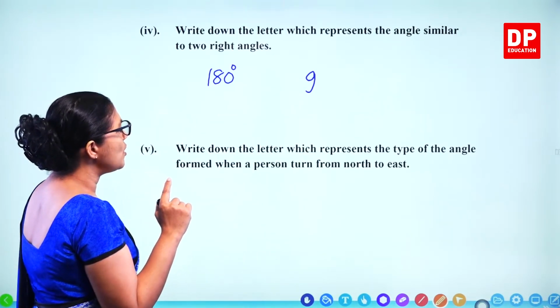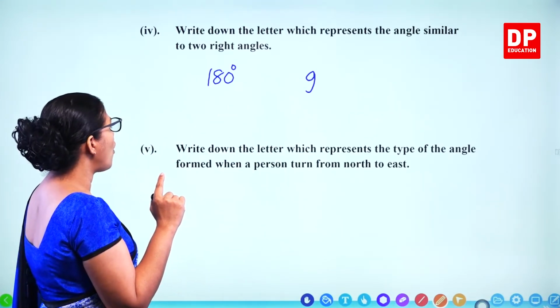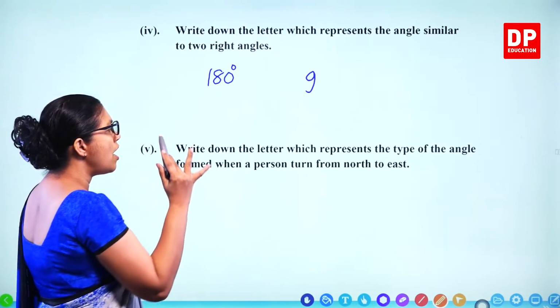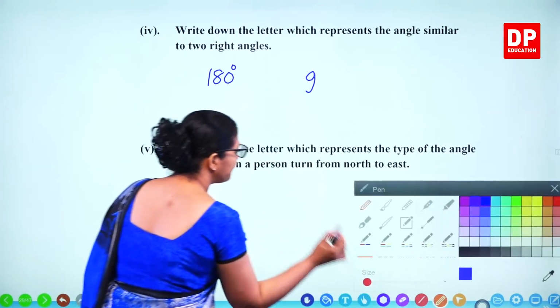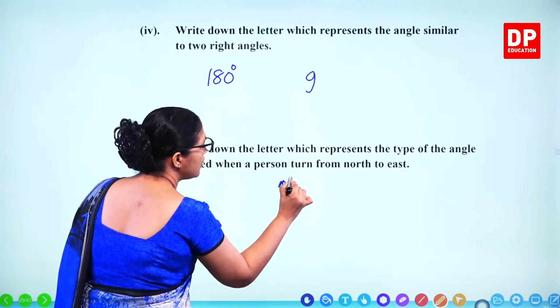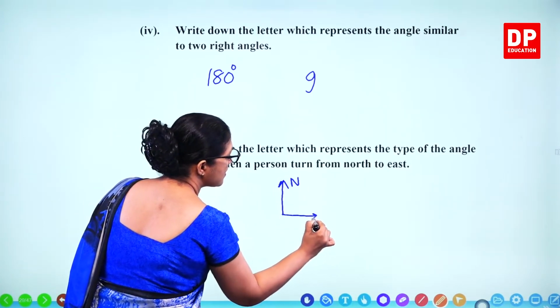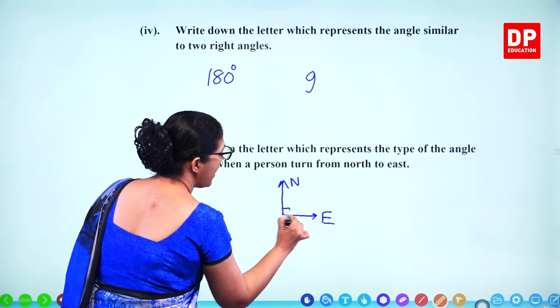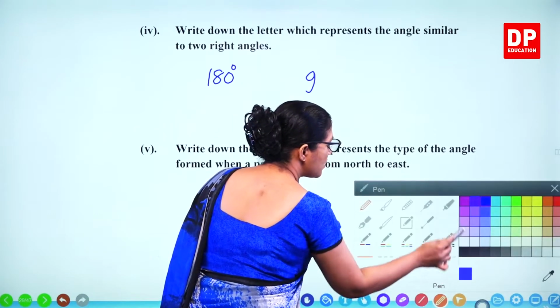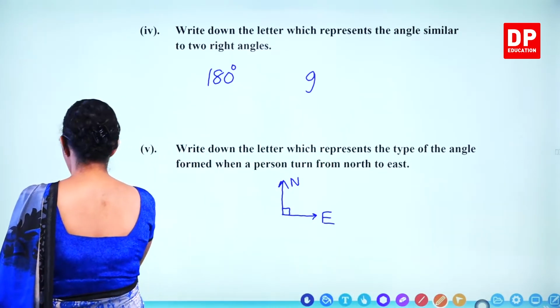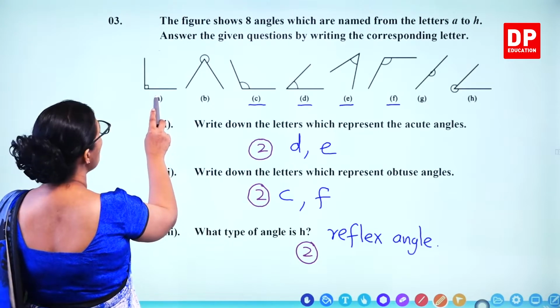Write down the letter which represent the type of the angle formed when a person turned from north to east. North to east. That's 90-degree angle. So where you see 90-degree angle there? This one, A.